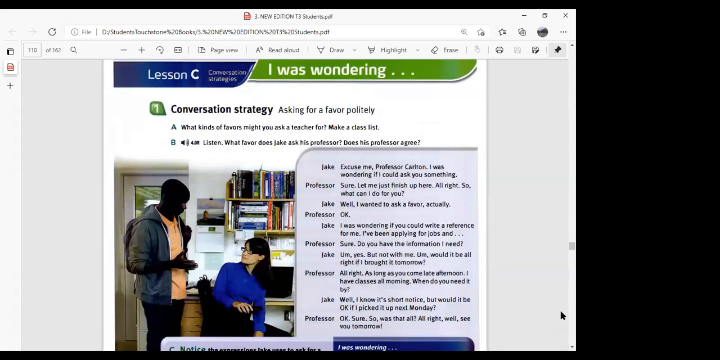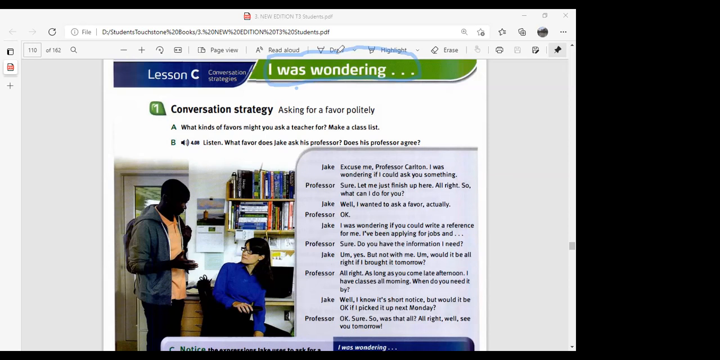All right, I was wondering, okay, what do you think about this word? Have you heard that before? I usually say this when I am asking a favor or giving some information. Teacher, I was wondering if you have time to discuss a topic I am interested in.